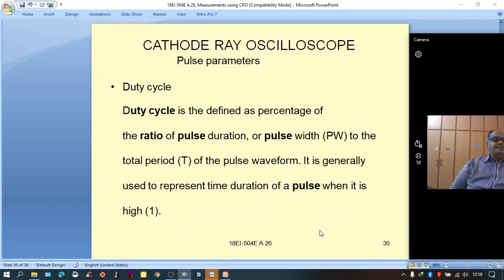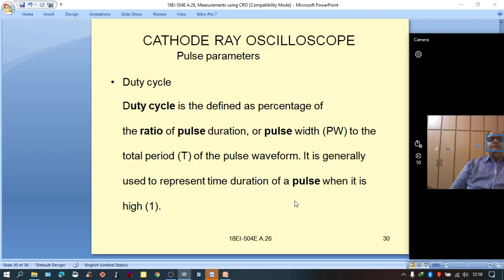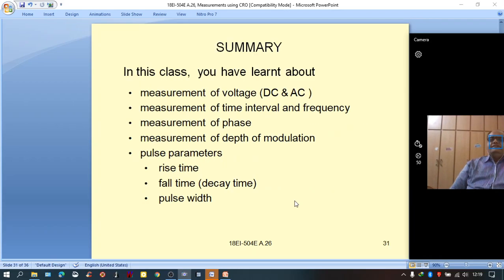And duty cycle is mainly used to check for how much duration the pulse is at its high value, for how much percentage of the pulse time. Suppose a pulse has, say, 10 seconds. So out of 10 seconds, how much duration it is having a high value. To know that, we talk about duty cycle or we measure duty cycle.